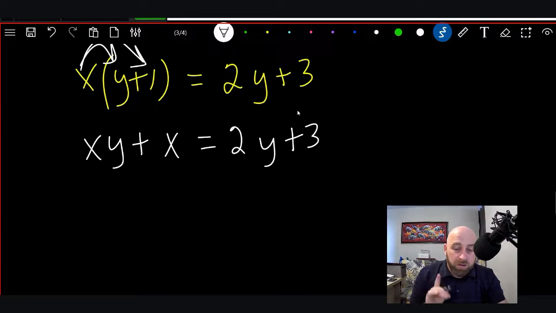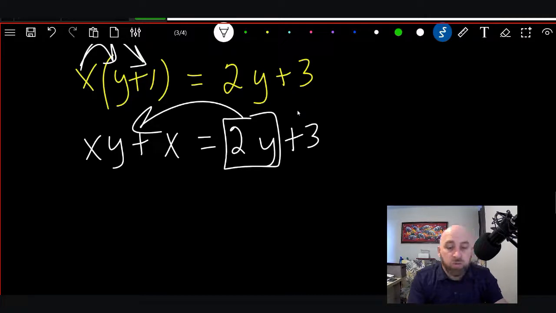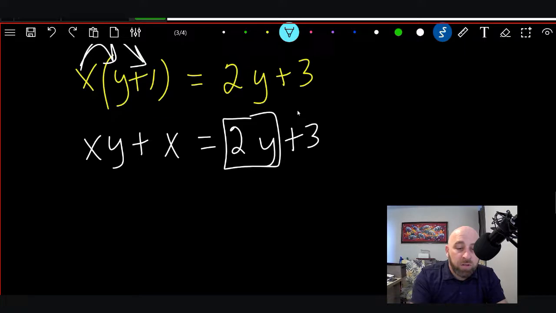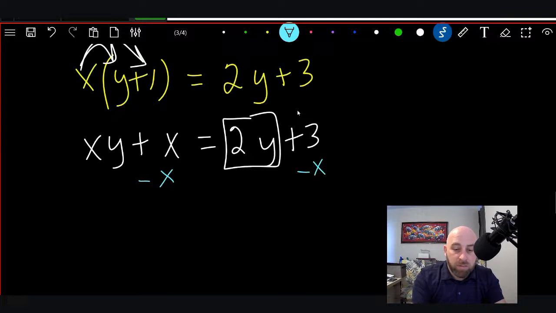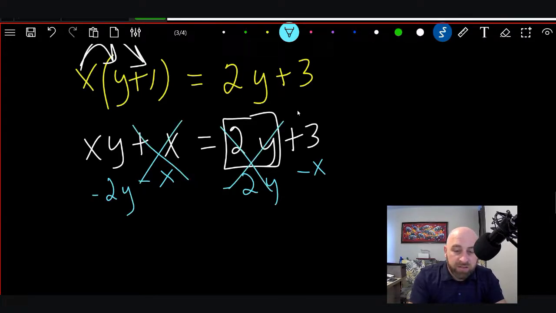Now, we're making progress, believe it or not. So here is what I would do next. You can do a couple different things here, but what I want to do is get this 2y over here with its other y, with its little friend. So let's get this over here and this over here. Basically, we want to switch those two. So minus x, minus x. Minus 2y, minus 2y. That's what we want to do. This cancels, and this cancels.